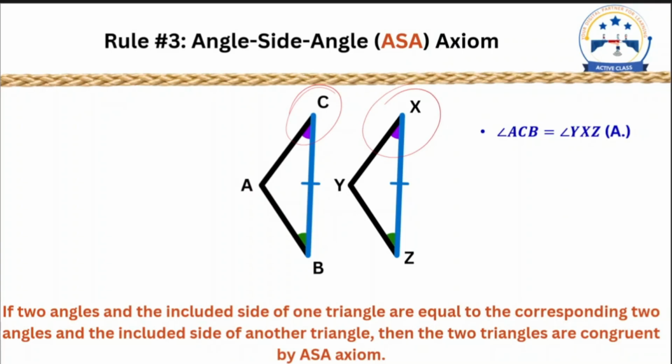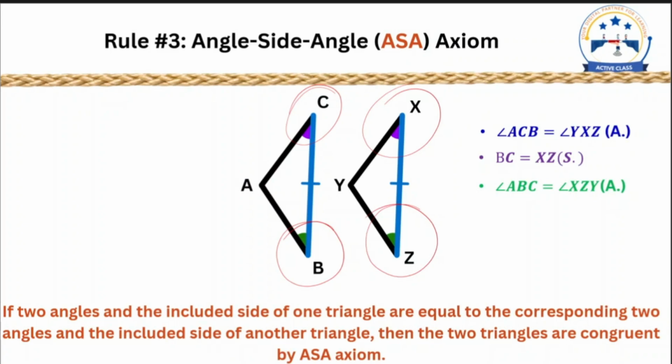Then comes side. Can you tell me a pair of equal corresponding sides? Very good. BC and XZ are the equal corresponding sides. Finally, can you tell me a pair of equal corresponding angles that include side BC and XZ? Very good. Angle ABC and angle XZY are the second pair of equal corresponding angles.